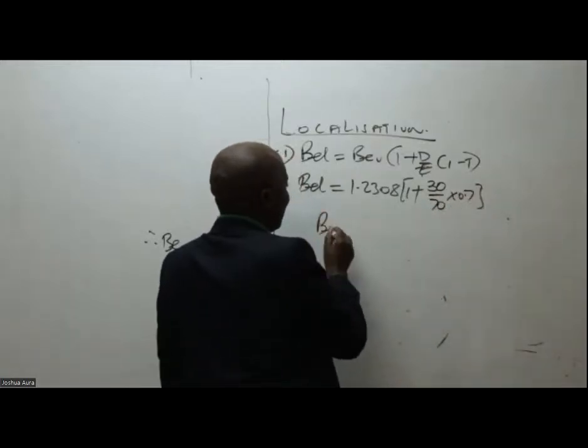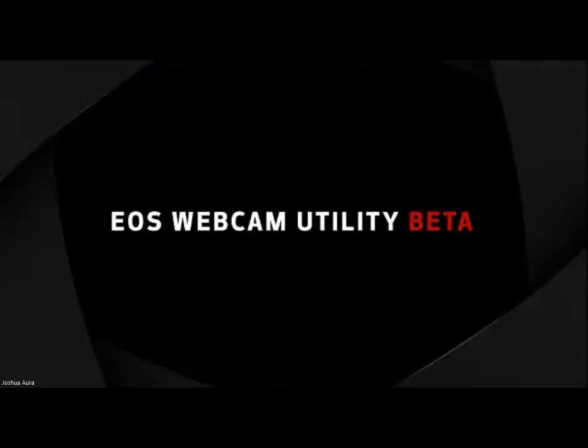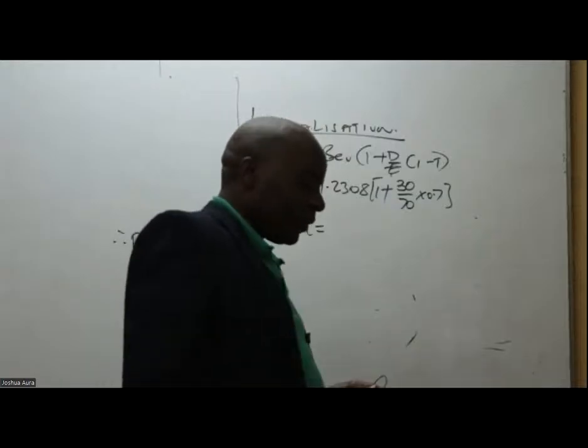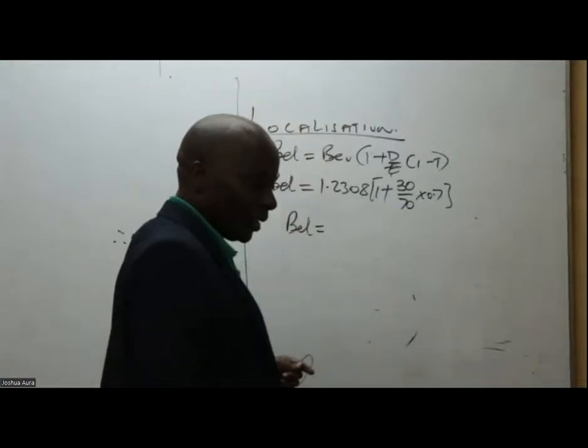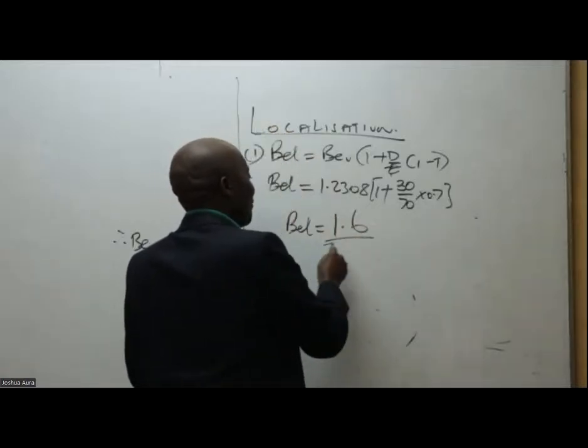Your answer for BEL will be very similar to the one we got above. What are we able to see? What does BEL come to at the end of the day? It is 1.6, and I hope this 1.6 is quite familiar to you.